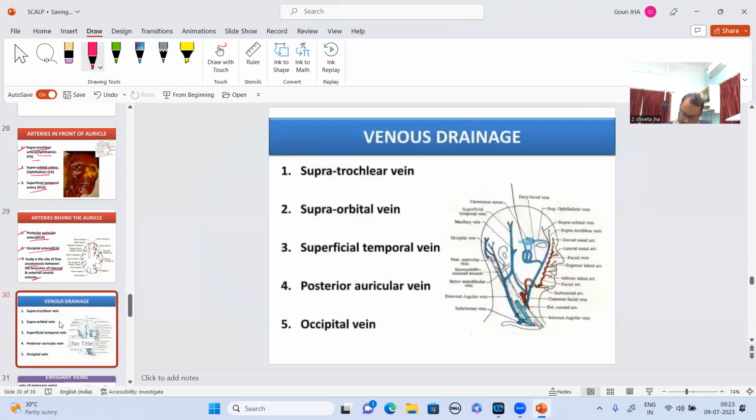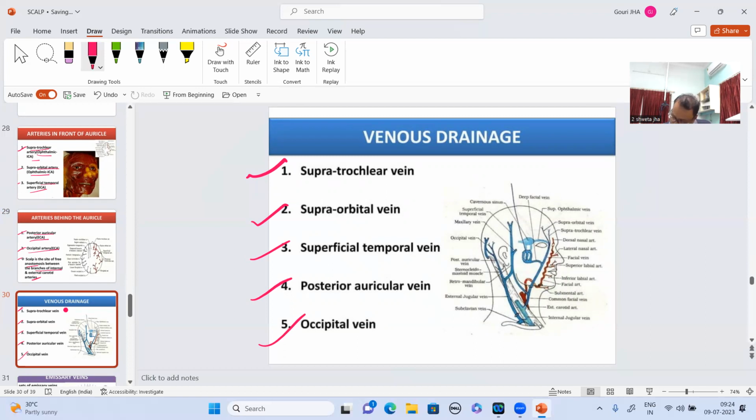Now coming to the venous supply. The vein, as we know, will always follow the artery. So we have got the supratrochlear artery and the supratrochlear vein, the supraorbital artery and the supraorbital vein. The superficial temporal artery and the superficial temporal vein, the posterior auricular artery and posterior auricular vein, the occipital artery and occipital vein. Now, all the veins will merge somewhere else.